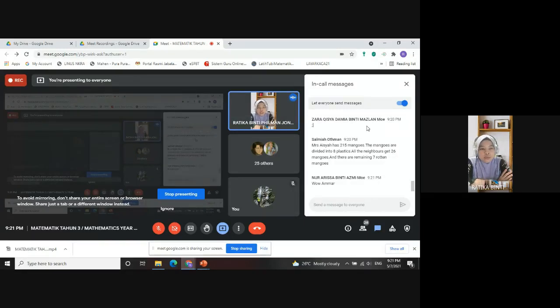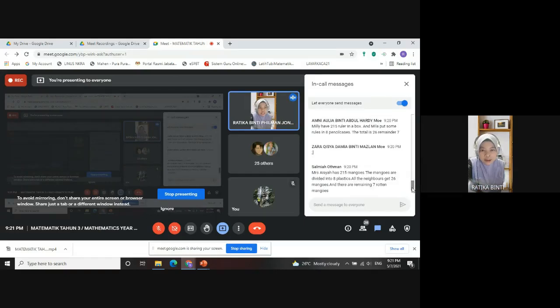If you say that, it means she put a few rulers into the pencil case, right? The sentence means like that. So supposed to be you write it like this. She divided, okay? She divided the ruler in 8 pencil case equally. So each pencil case will have 26 ruler and there is 7 ruler left. Okay, Amni, listen to Amni.